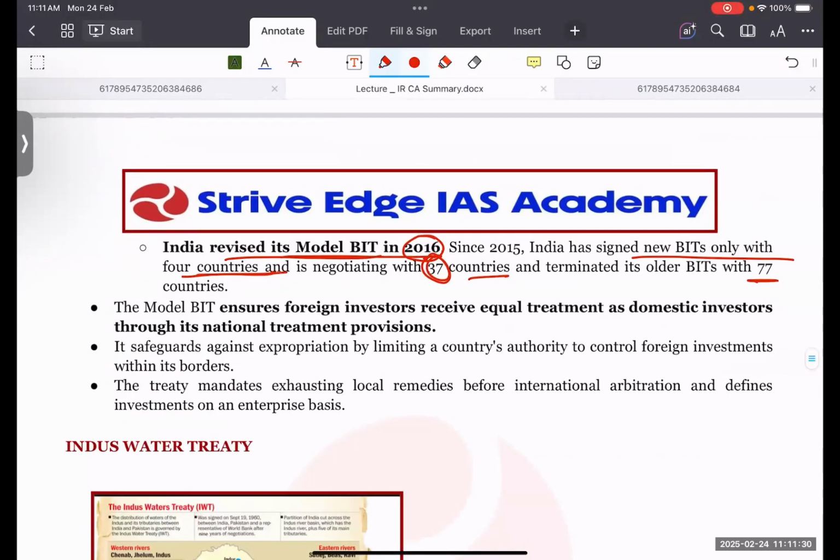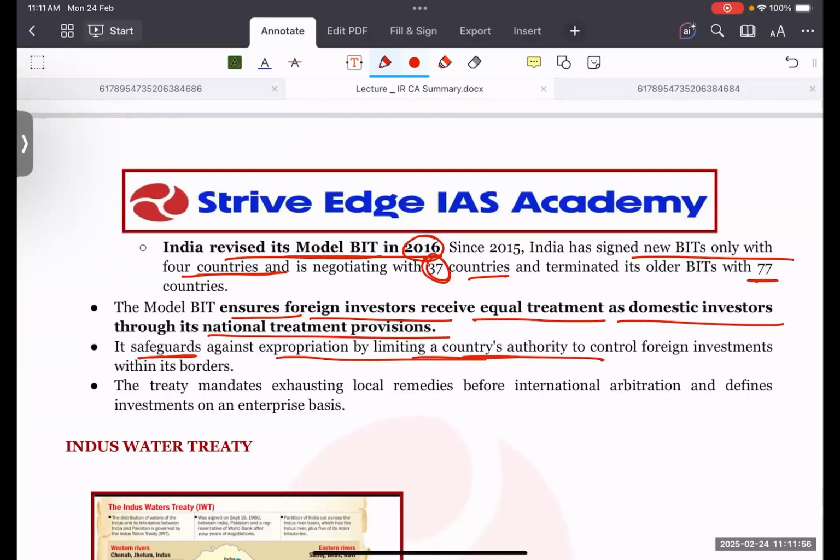Then the model BIT, what will it do? It will ensure that foreign investors receive equal treatment as domestic investors. That is what we have discussed now. The country hosting the companies from the other country should treat them equally with its domestic investors and provide them national treatment provisions. And also it has to safeguard them from any expropriation by the host country authority.